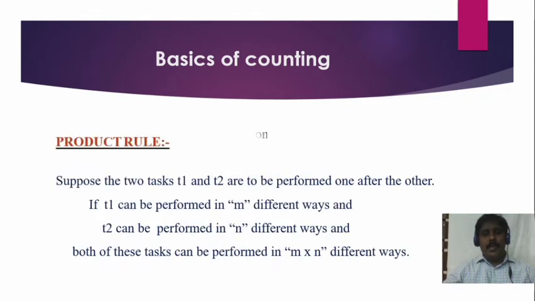Next, another problem. Number 2 is the product rule. Product means multiplication. The product rule says, same as the sum rule, suppose the two tasks T1 and T2 are to be performed one after the other. Then T1 is performed in m ways and T2 is performed in n ways. Then both these tasks can be performed in m into n different ways.